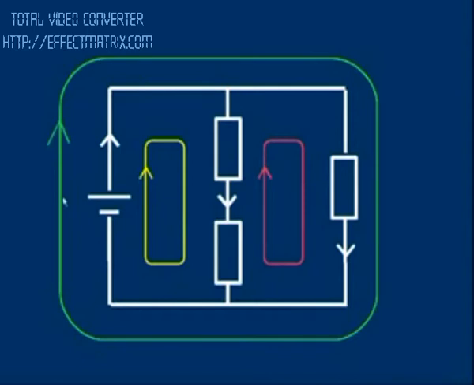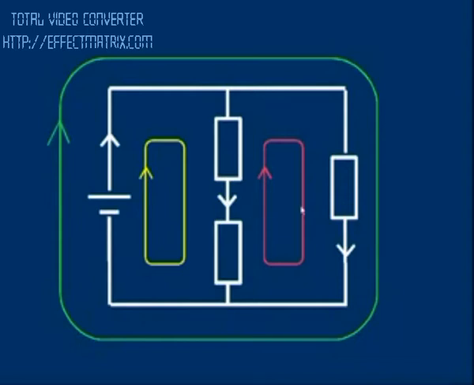We could also say there's a green loop, this outer loop, going from the positive around the top, around the single resistor on the right hand and back again. That's another loop, and we can apply Kirchhoff's law to this loop.